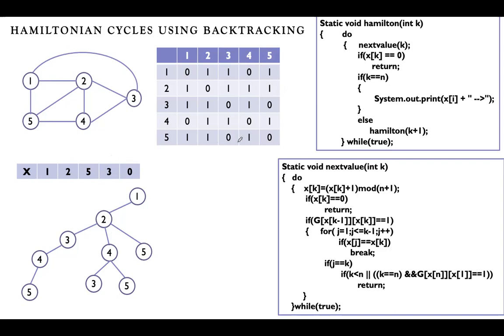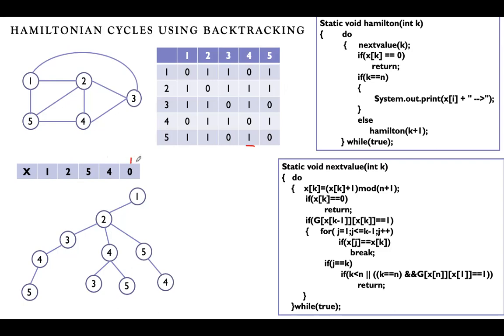But 5 to 3, there is no edge. So 3 is not possible. Then we'll check for 4. 5 to 4, there is an edge, so we can take 4 here. And then we'll again come back to the final location.